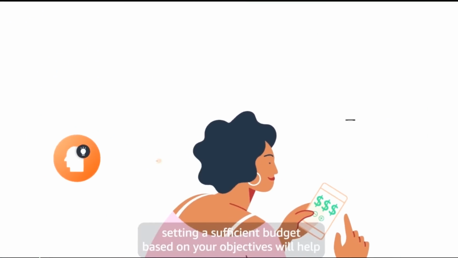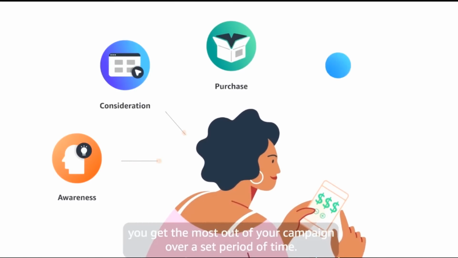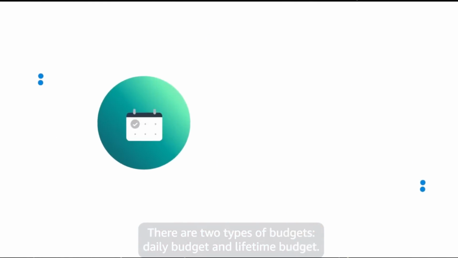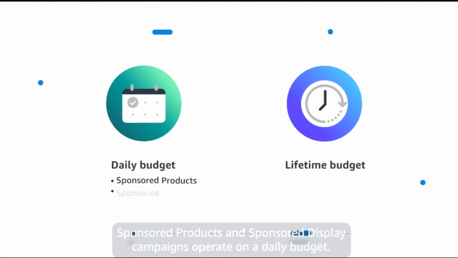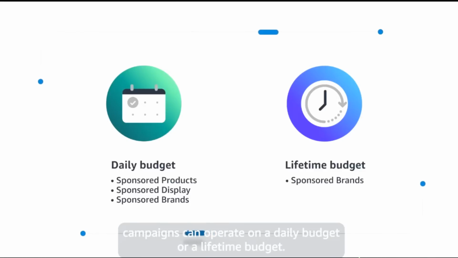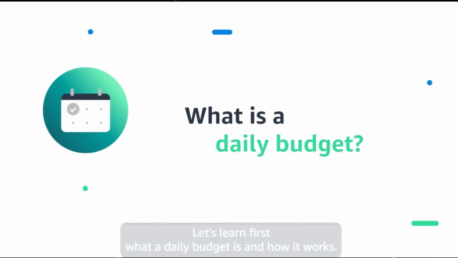Setting a sufficient budget based on your objectives will help you get the most out of your campaign over a set period of time. There are 2 types of budgets: daily budget and lifetime budget. Sponsored products and sponsored display campaigns operate on a daily budget. Sponsored brands campaigns can operate on a daily budget or a lifetime budget. Let's learn first what a daily budget is and how it works.